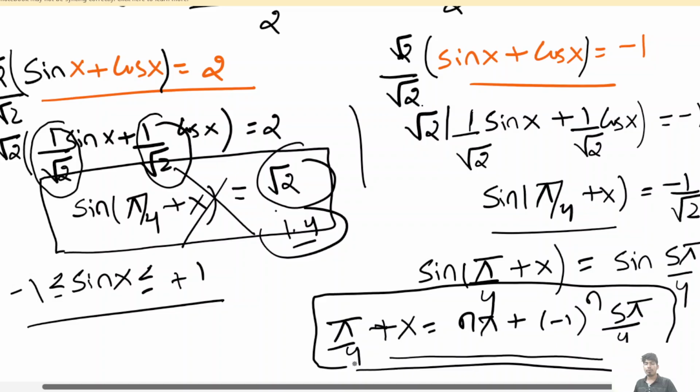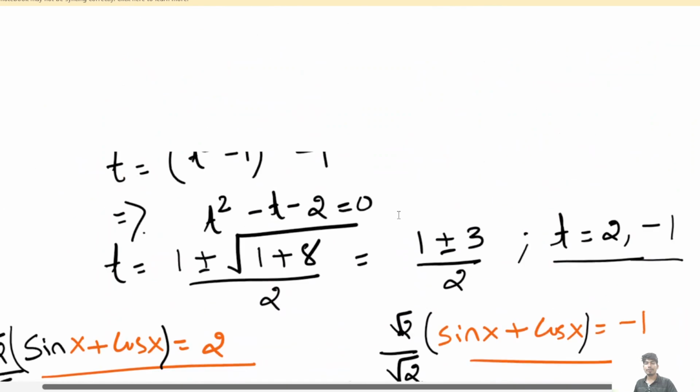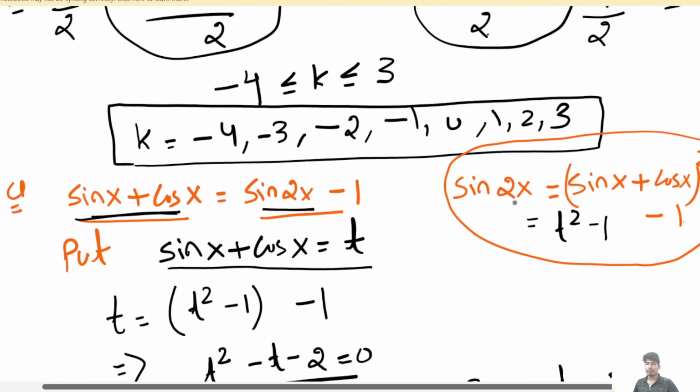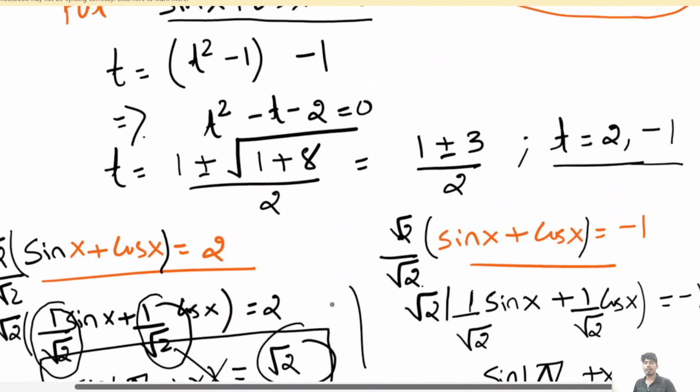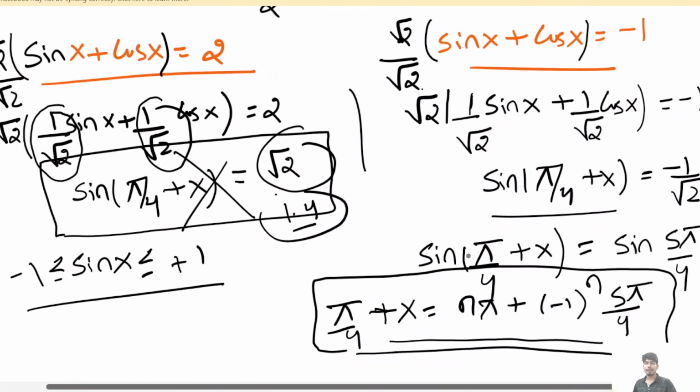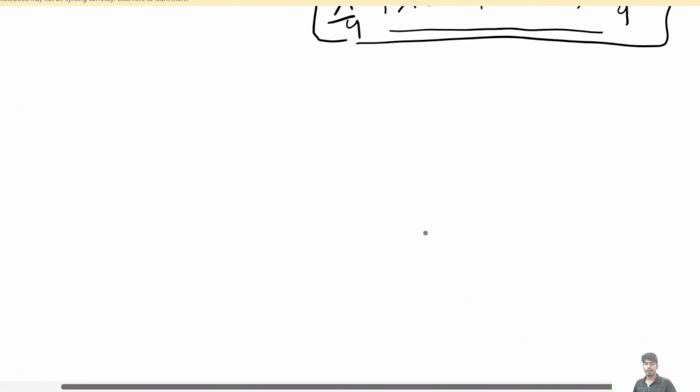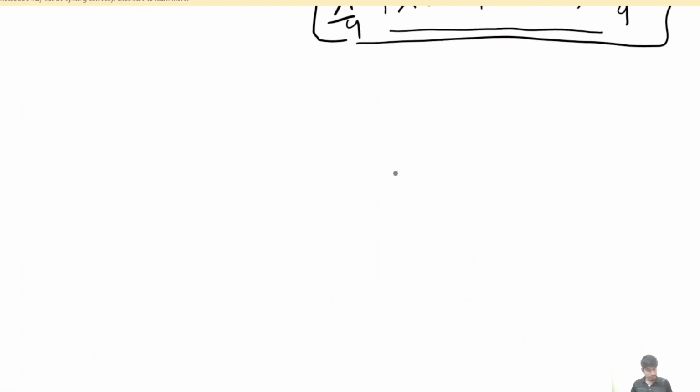So what we used in this question is only this formula: if sin 2x and sin x plus cos x come simultaneously, then put sin x plus cos x equal to t and solve the equations. Students, our next question is next observation.